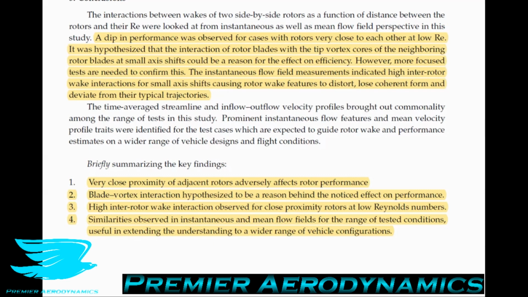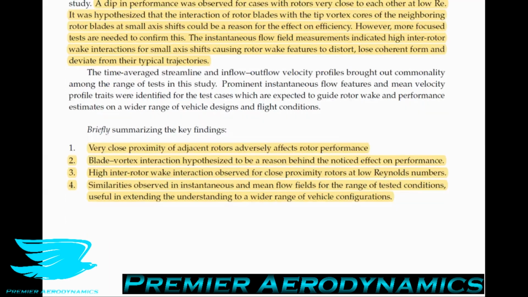The instantaneous flow field measurements indicated high inter-rotor wake interactions for small axis shifts, causing rotor wake features to distort, lose coherent form, and deviate from their typical trajectories. So that's to be expected when you have all these vortices and jets effectively coming at each other. They're going to interact and they're going to screw each other up to some extent.